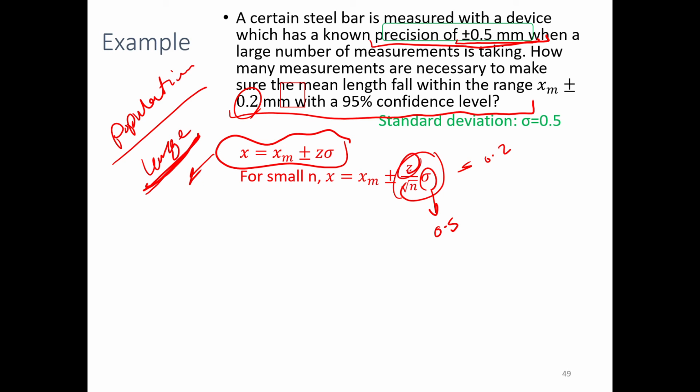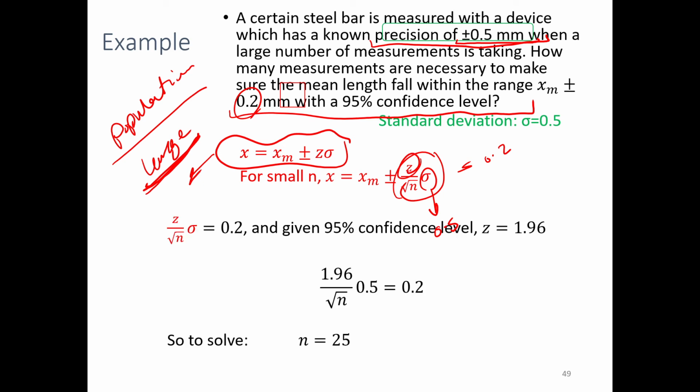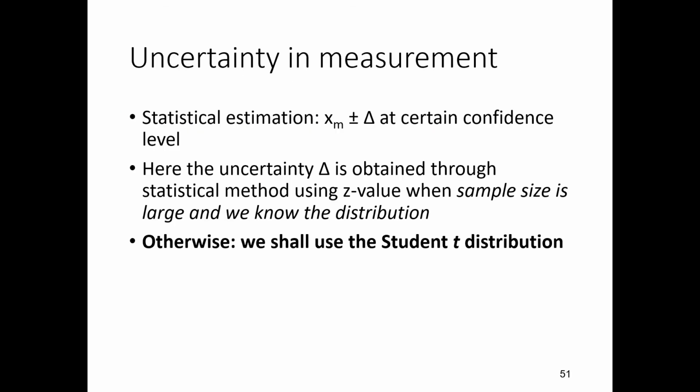We can find the z-score to be 1.96 from the second table, the smaller table that we had. I don't want to go back there, but hopefully you know what I'm talking about. And for that, we can conclude that 25 measurements is enough. Okay, we can apply this.